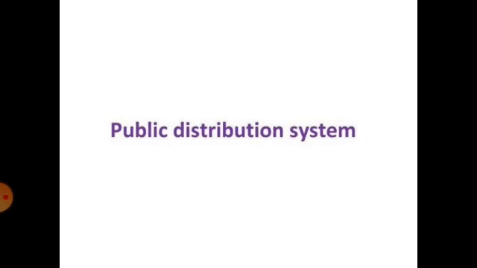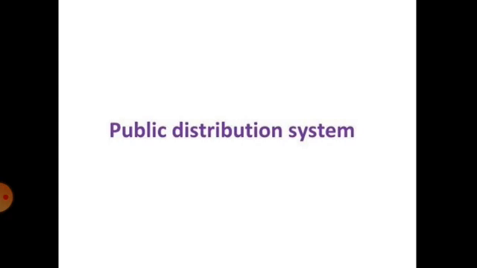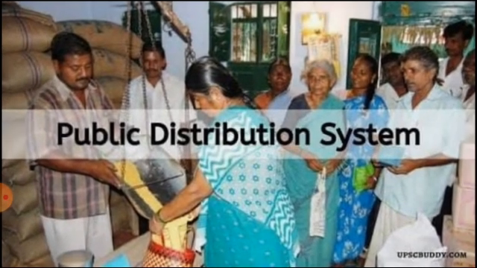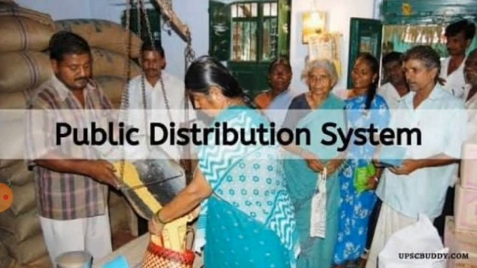First one, the public distribution system. What is meant by the public distribution system? Given the unequal distribution of income and the level of poverty that persists in the Indian economy, the government took steps to distribute food grains at subsidised rates through the public distribution system. It is known as the public distribution system.